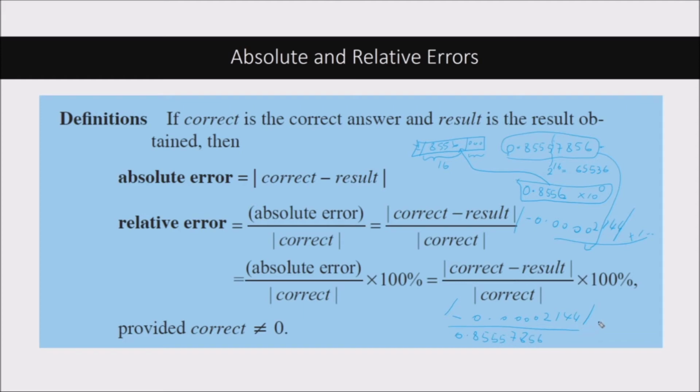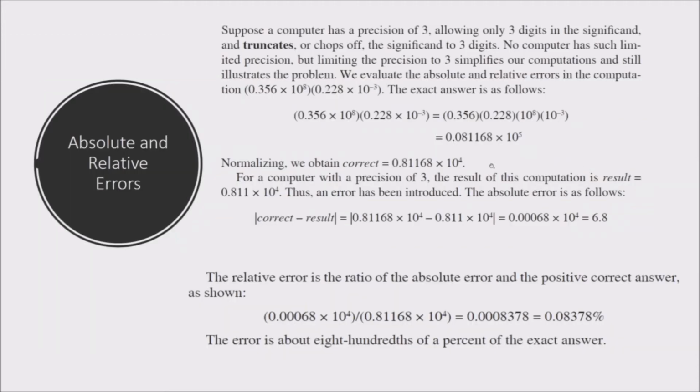Absolute value of that, divide this by 0.85557.856 and multiply this by 100. This is your relative error. Okay, so this is the relative error, which is this one right here, and whatever I got here is my absolute value. Okay, so you have a clear idea. So let's look at some examples. We'll move to the examples here and see what this means.